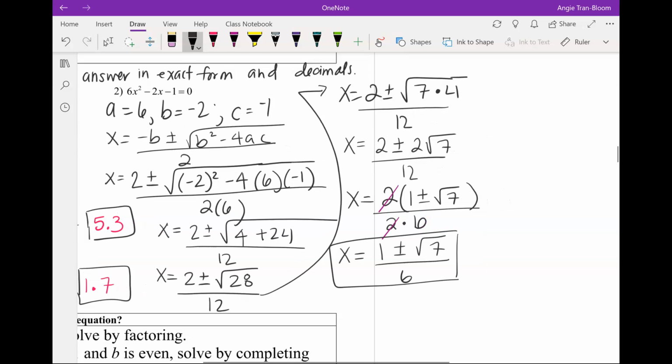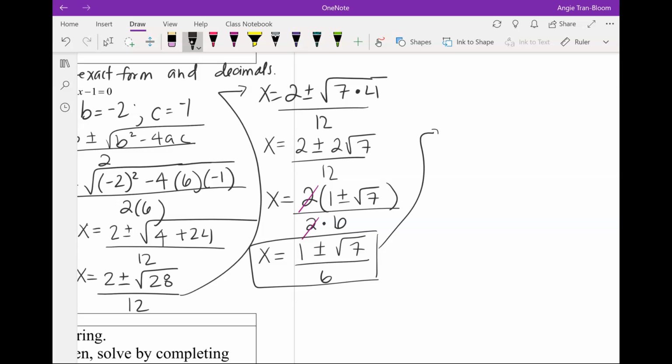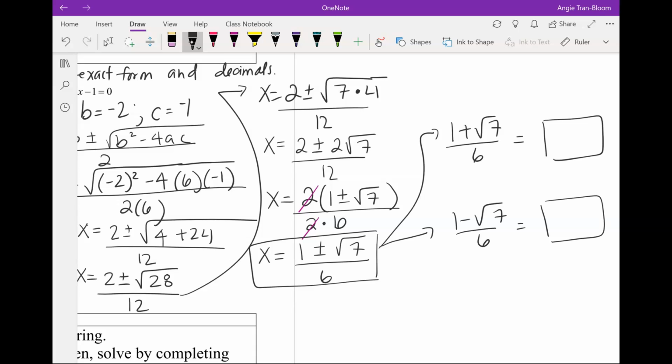Now I would like you to take your calculator and give me a decimal answer just so we can practice. 1 plus square root of 7 all over 6 equals. And 1 minus square root of 7 all over 6 equals. If you have a graphing calculator, I would like you to enter it all at once, except that what would you need if you enter everything all in at once? Parentheses on the numerator.